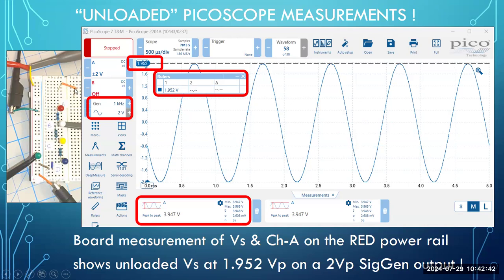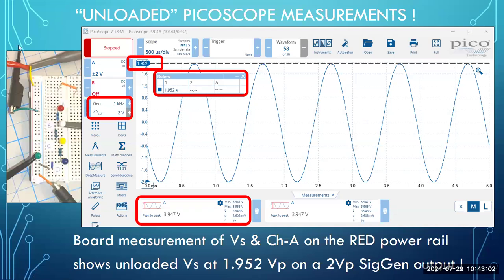This jumper wire, the orange jumper wire, previously connected the red rail to the first resistor, but I've removed it. So what it means is my voltage source, which is on the red and blue rails, has no load of three resistors attached to it. So this is what we call unloaded.